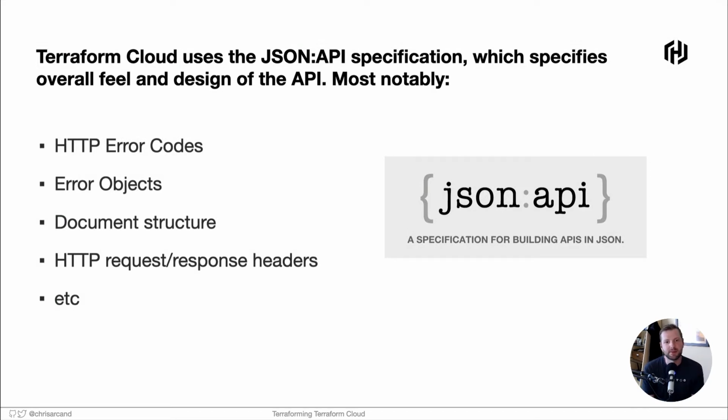Going into each of those in a little more detail, as I said, it's built on the JSON API specification. The JSON API specification is an adopted open spec that you can look at on the JSON API website, and it specifies the overall feel and design of the API. Most notably, it specifies HTTP error codes, so what errors you should expect back given some sort of errored state. Error objects, so the data and detail about what error occurred are in a consistent state. The document structure: a resource as a remote object in the API, what does the response look like? What could you expect each thing to look like? And the HTTP request and response headers: what are the sorts of headers that you should expect on every single request and response in the API?